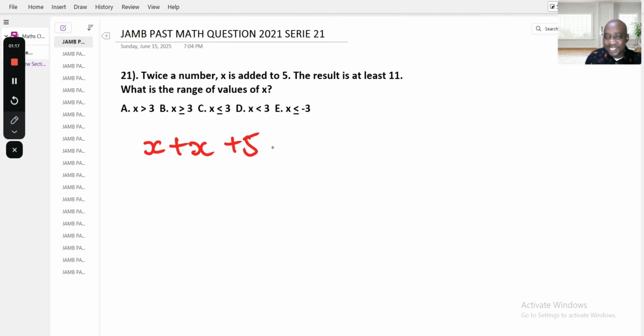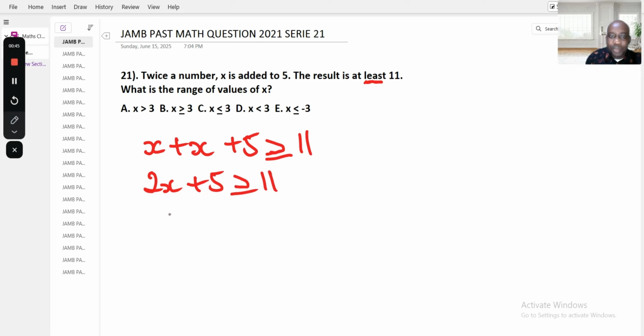And it gives us at least. It means that it is greater than or equal to. Whenever you see at least, it means the least number. It can be more than that, maybe from 2 is the least. It's going to be greater than or equal to 11. Now, the twice the number, x plus x, is going to give us 2x plus 5 greater than or equal to 11.